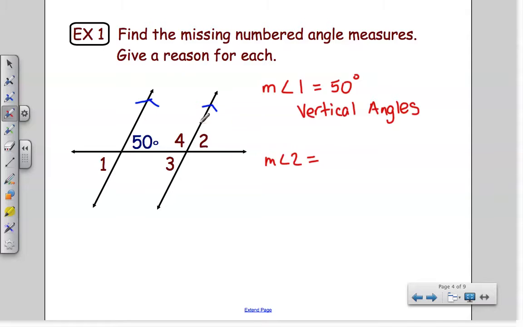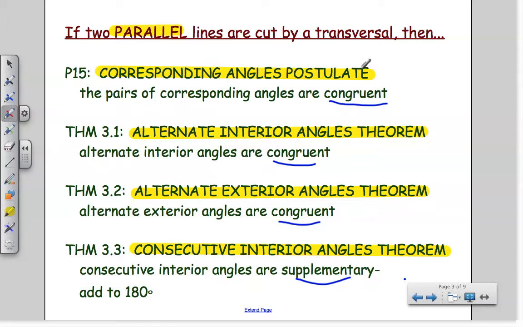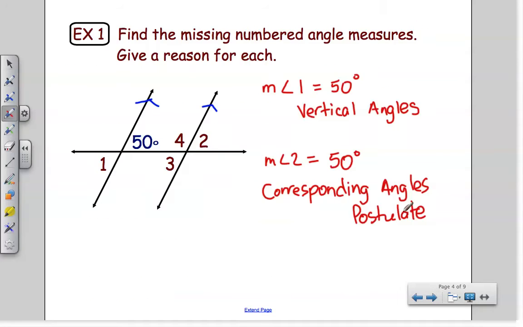And what do we know about corresponding angles when parallel lines are hit by a transversal? They are congruent. Angle 2 is also 50 degrees. And the reason why we said they are corresponding angles, and remember that corresponding angles was our starting one. This is a postulate. This is the accepted without proof one. Corresponding angles postulate. That's how I know that angle 2 is 50 degrees.